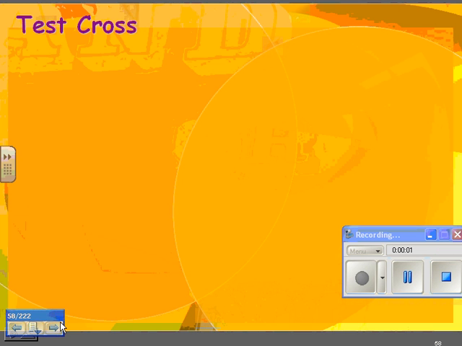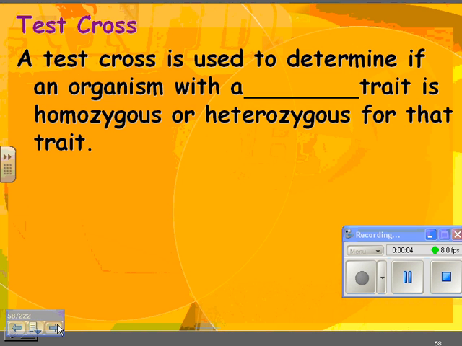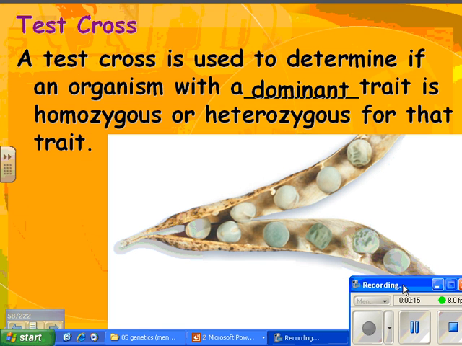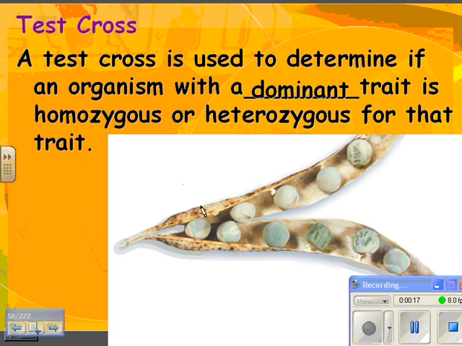Test cross. The test cross is used to test something, actually. So it's used to determine if an organism with a dominant trait is homozygous or heterozygous for that trait. For example, we looked at these peas a minute ago, and these are recessive, so I think we used R, so little r, little r. This one is smooth, so it's big R, I don't know, is it big R, big R, or big R, little r? I don't know, but I'm curious.